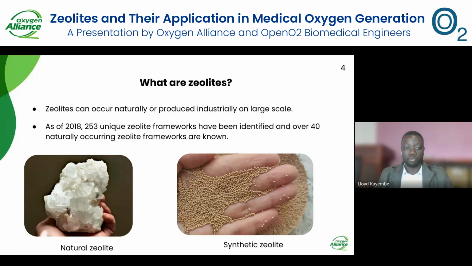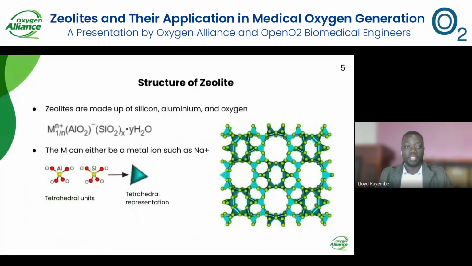In the next slide, we'll just look at the molecular structure of the zeolite. As I said, zeolite is generally composed of silicon, aluminum, and oxygen atoms, as depicted in the general formula that you can see on the slide. The aluminum component in the structure actually has a negative charge.